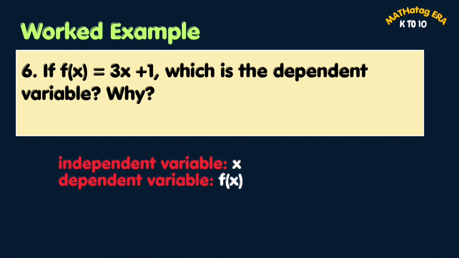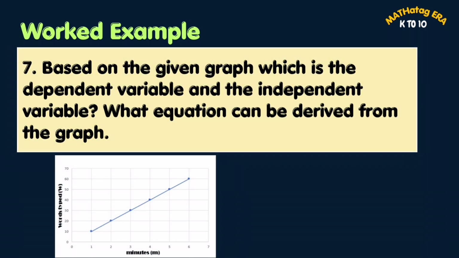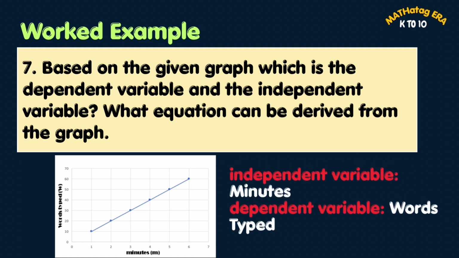Example number 7. Based on the given graph, which is the dependent variable and the independent variable? What equation can be derived from the graph? So, tingnan nyo yung graph. Yung horizontal or x-axis, nagre-represent siya as the minutes. And the vertical or y-axis represents the words typed. Therefore, ang independent variable ay yung minutes at ang dependent variable is the words typed. As time increases, the number of words typed also increases.